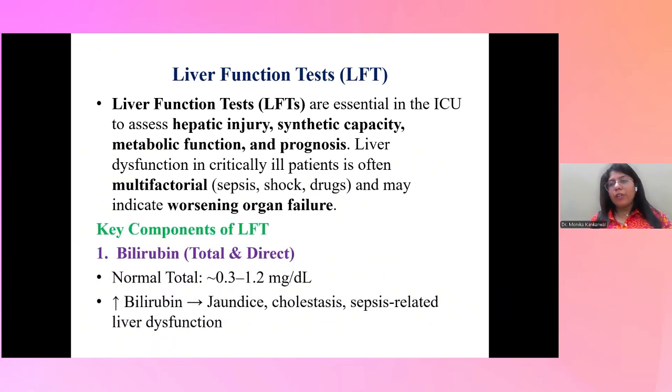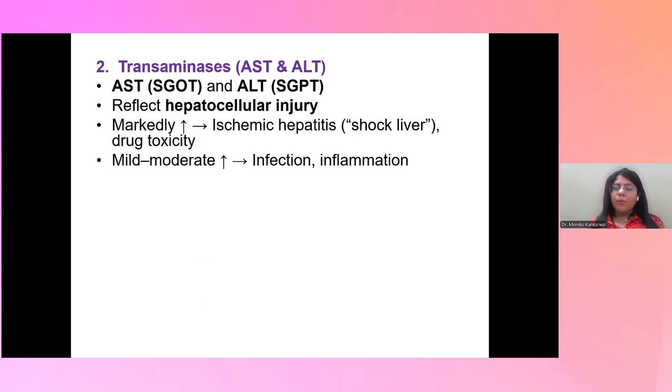Now the key components of LFT. The first one is bilirubin, in which we look at both the total and the direct bilirubin. As you all know, the normal total bilirubin value ranges approximately between 0.3 to 1.2 milligram per deciliter. If the patient has total bilirubin more than 1.2 milligram per deciliter, it tells you that the patient has jaundice, cholestasis, or sepsis-related liver dysfunction.